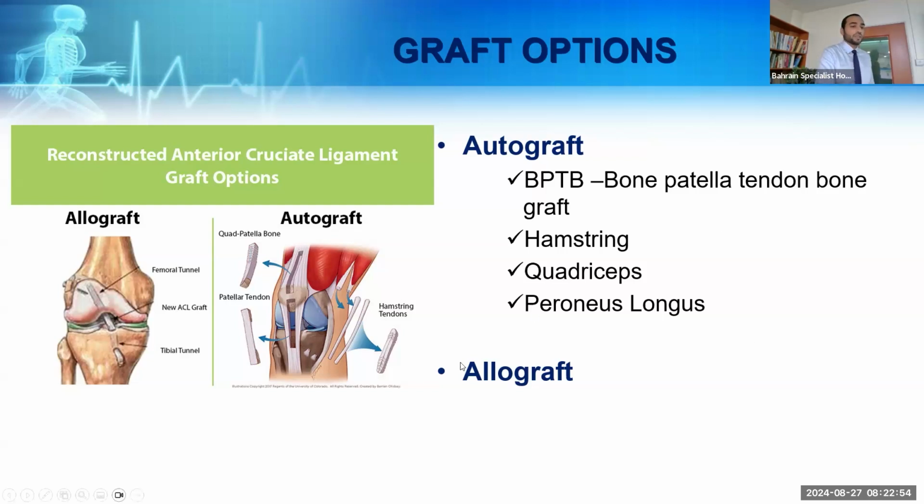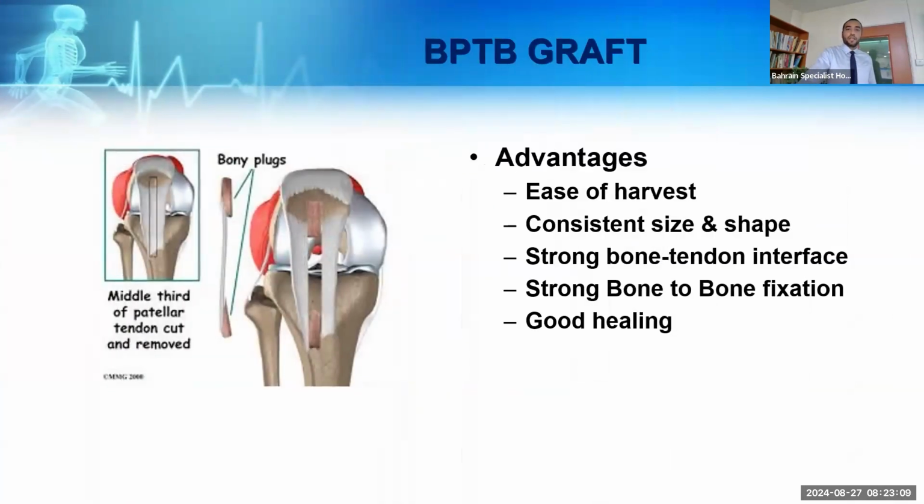If you see the diagram on the left side, this is how we reconstruct the ACL. We make a tunnel in the bone on the tibia, make a tunnel on the femur, and pass the graft through the tibia to the femoral side. The bone-patellar tendon-bone graft has some advantages, especially that it is easy to harvest. It has a consistent shape and size.